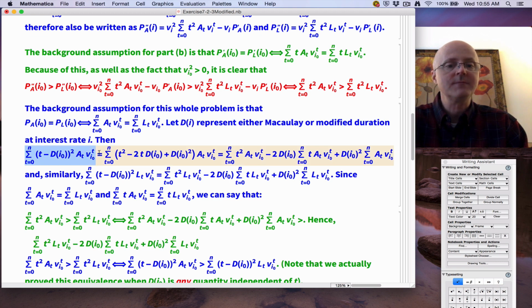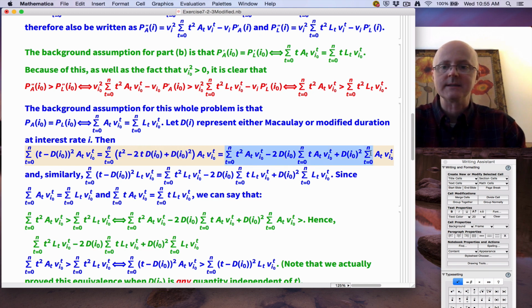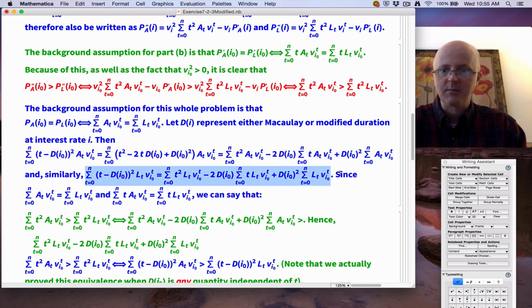Do this calculation. We can expand this. (t minus D^i) quantity squared is, by FOIL, t squared minus 2t D^i0 plus D^i0 squared. And then again, you can break apart the summations like this. And again, that's really the commutative property. And I can do the same thing with the liabilities. And no typos there, it looks like. Okay? All right. So that's just a calculation.